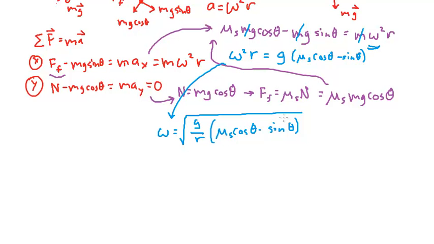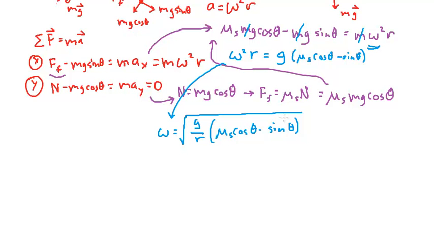Okay, and then let's just page down a wee tad. I'll solve for omega, and so you go there. Omega equals g over r. Actually, this is omega squared. Sorry, omega squared is g over r times mu s cos theta minus sine theta. And then, of course, we want to get rid of the omega squared, so we just square root the other side, and then there we go.